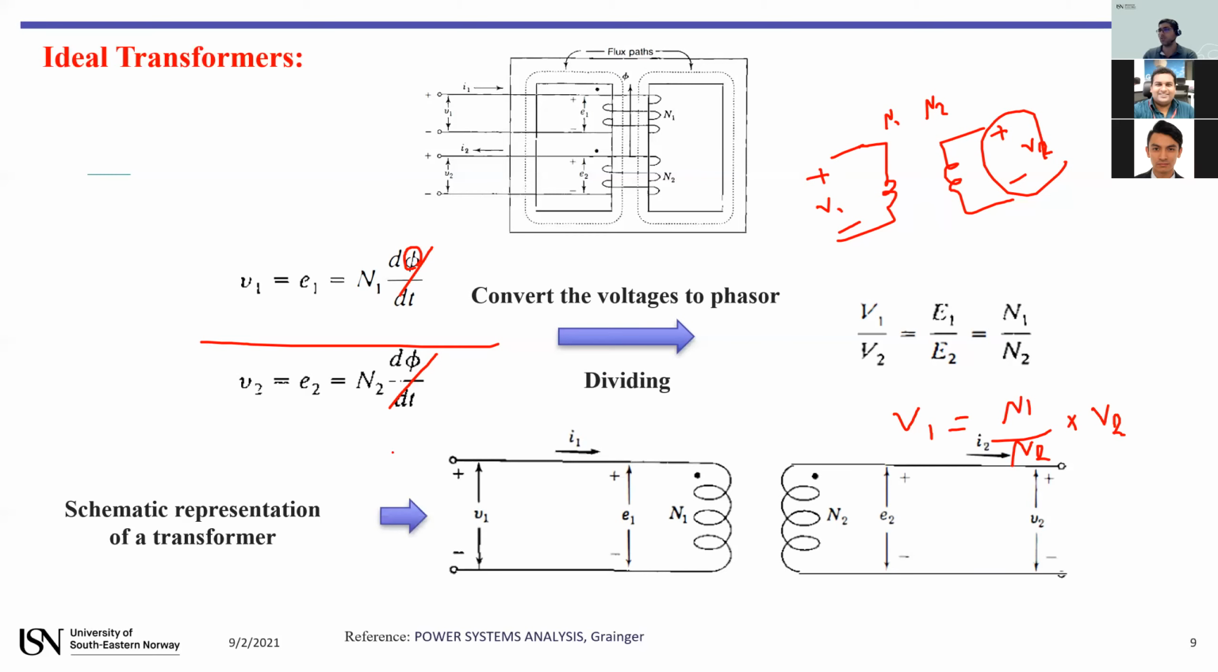And you can see here is the schematic representation of a transformer. It is a very simple symbol of a transformer. So you have the induced voltage, the turns, the second winding, induced voltage, and terminal voltage.